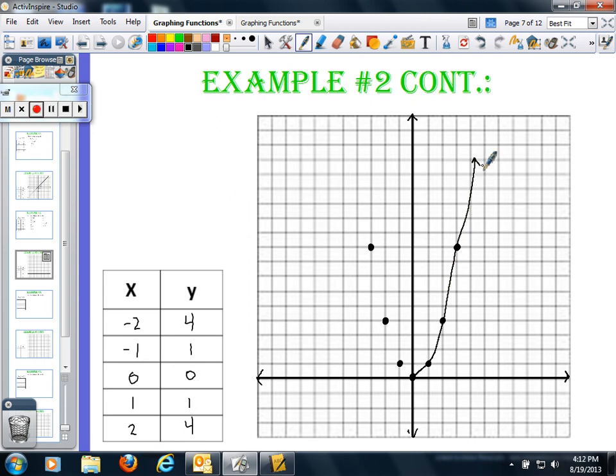And these types of graphs, you can't make the lines straight because they're not supposed to be straight. So they're just going to be roughly drawn. Now I'm going to label my points. This is 2 and 4. This is 1 and 1. This one is -1 and 1, and this one is -2 and 4. So this is what we call a parabola.